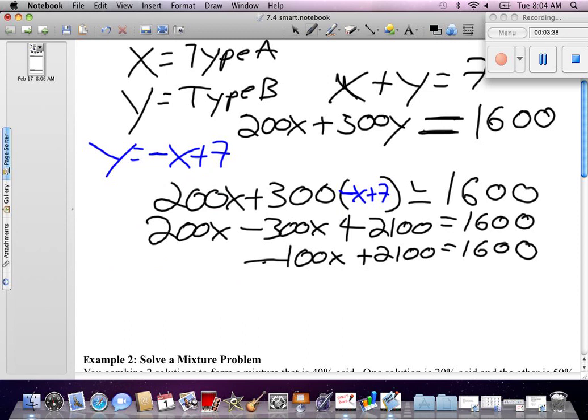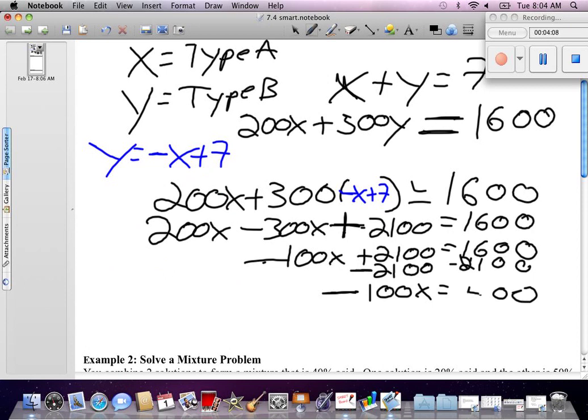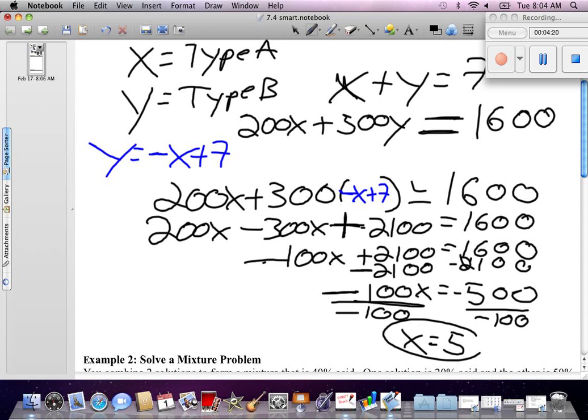Remember, if you can't read my writing or I drew it too sloppy, please let me know. Yes? Oh, is this sign confusing you? That's a plus. Better? Okay. So I'm going to subtract 2,100 from both sides, which gives me negative 100x equals negative 500. Divide both sides by negative 100. And what is x going to equal? 5.